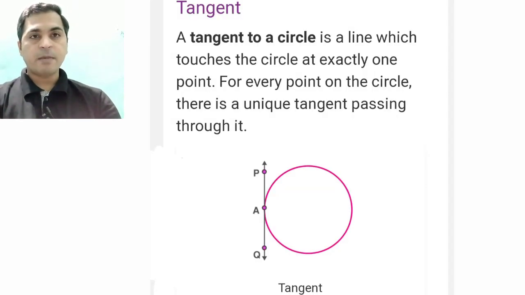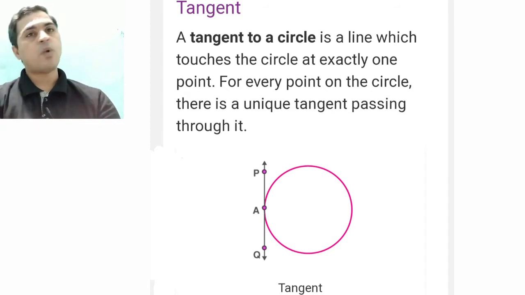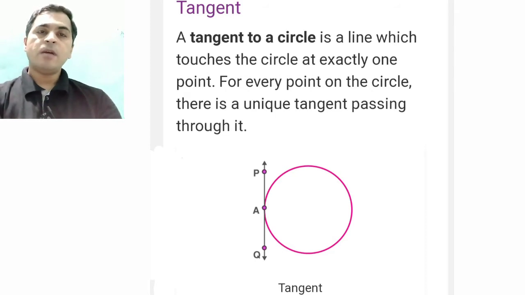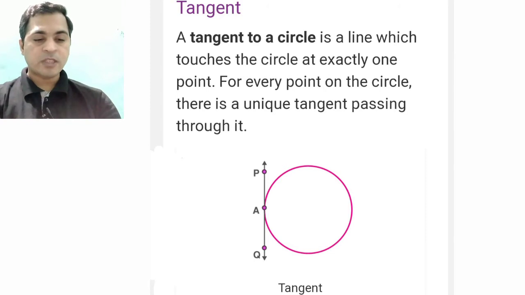So let us see about the tangent. What is a tangent? Earlier I have told you what a tangent is. A tangent is a line which passes through one point of the circle. So let us see the standard definition. A tangent to a circle is a line which touches the circle at exactly one point. For every point on the circle, there is a unique tangent passing through it, right?